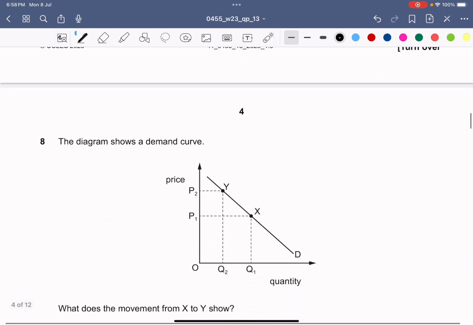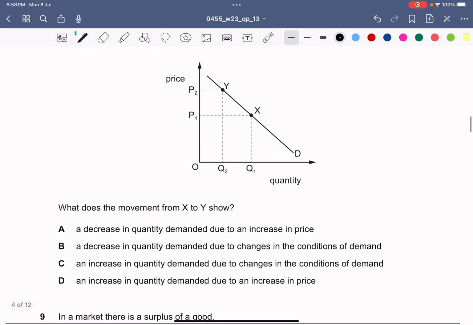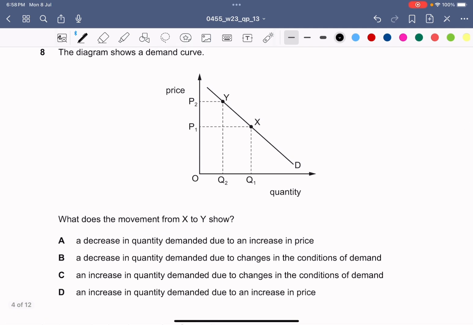Let's move on. Question 8. The diagram shows the demand curve. What does movement from X to Y show? X to Y. So we draw an arrow. Okay. So we can see that the quantity reduced when it moved from X to Y and the price increased. So let's see. A decrease in quantity demanded due to an increase in price. So yeah, this one is correct. So A is the answer.